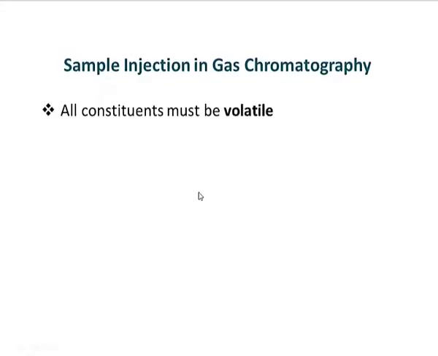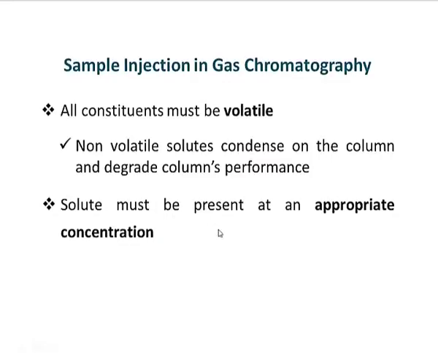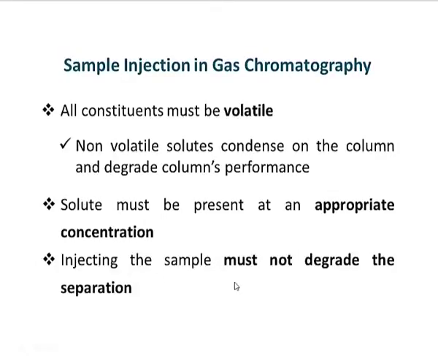So, now coming to the second part of gas chromatography, it is about the sample injection, and as I told you, the constituents must be volatile, so that they become vapors as soon as an injection is made, so that a carrier gas can carry them effortlessly. They also must be present at an appropriate concentration, and injecting the sample must not degrade the separation. Your analytes, your solutes, should first of all be volatile, with low boiling points, but at the same time they should not degrade within the temperature range applied in gas chromatography, which, as I told you, could be somewhere between, let us say, 50 to 400 degrees Celsius.